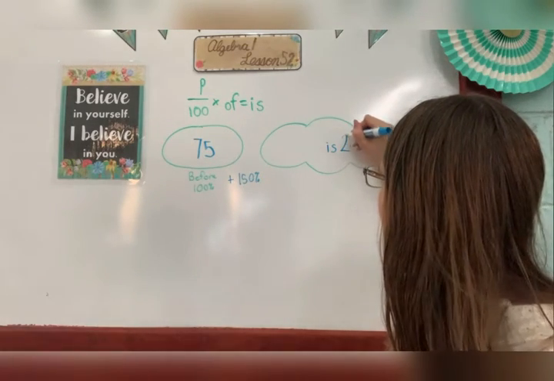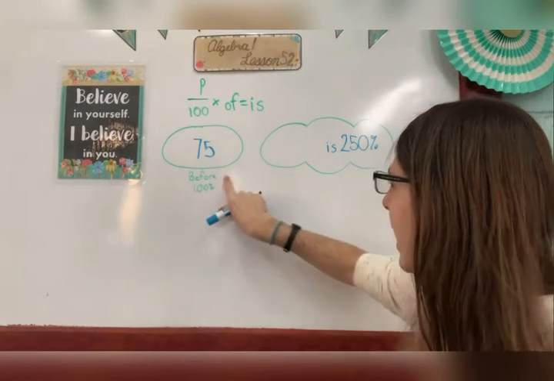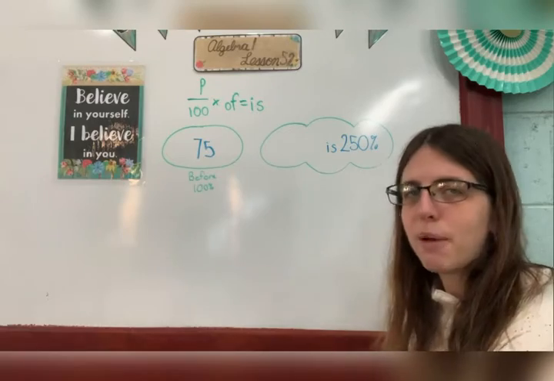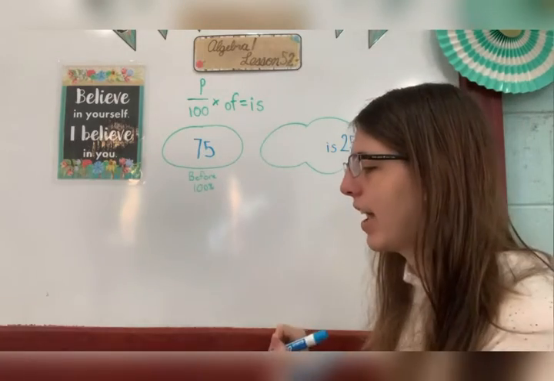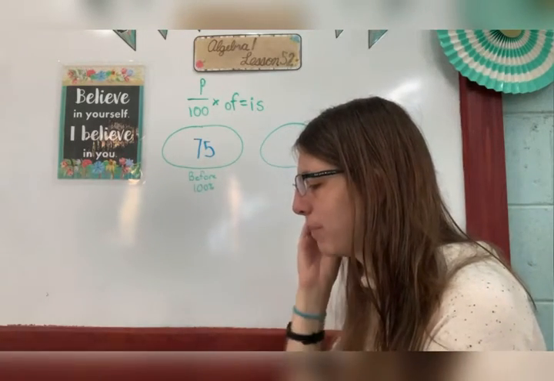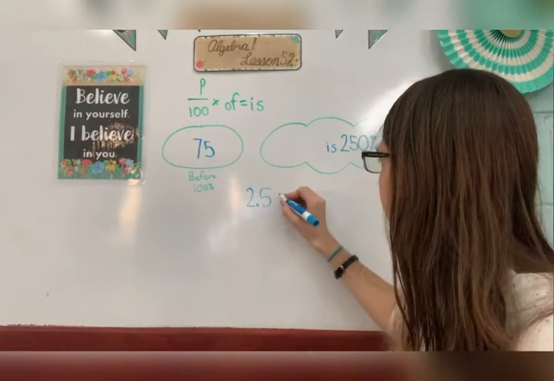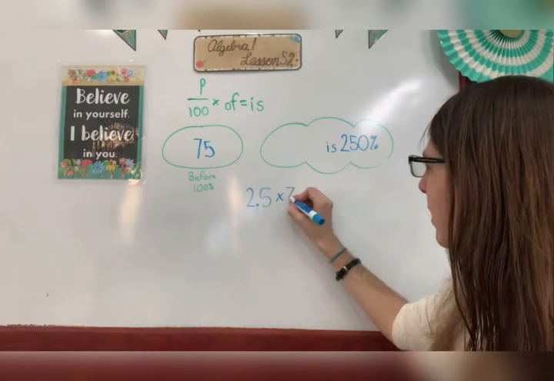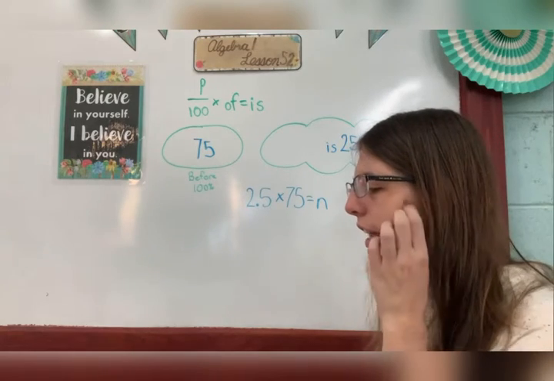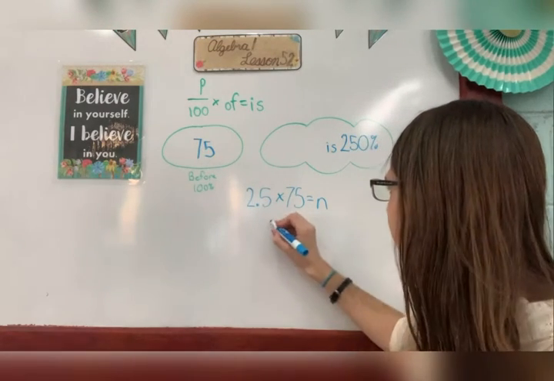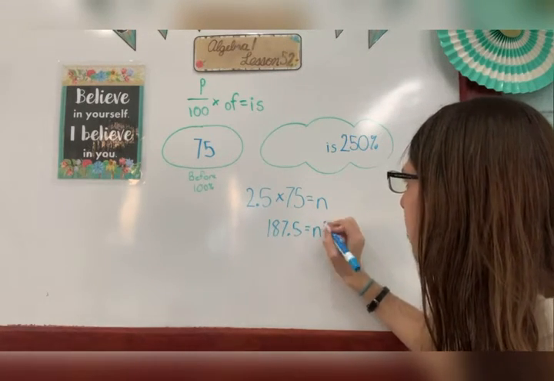So really, I'm looking for the number that is 250% of 75 because I added 150% to my original number. So divide 250 by 100, and that gives me 2.5, times my original number, 75, equals the number I'm looking for. So now I multiply 2.5 times 75. That's going to give me 187.5 equals n.